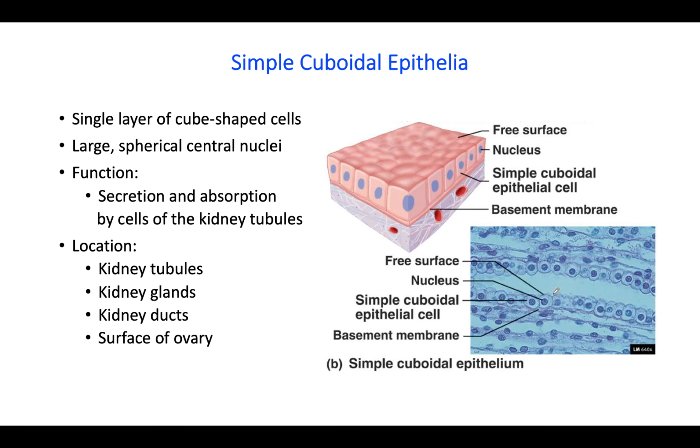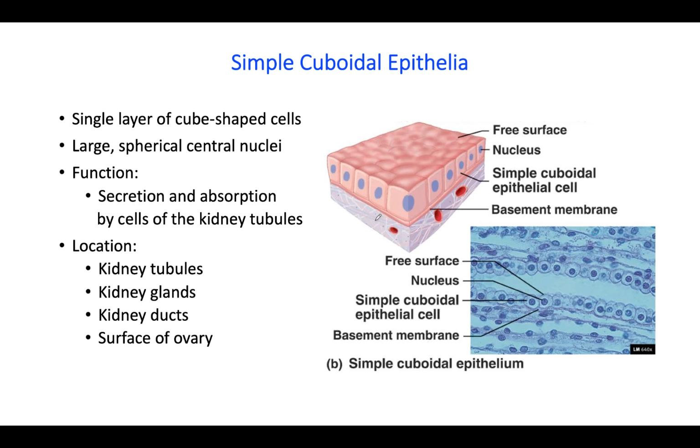So here's the microscopic view: cube-like cells, and you can see the large size of the nucleus. And here's the basement membrane. We will study that a little bit later, but epithelial cells receive support from connective tissue. So between epithelial tissue and connective tissue, there is a basement membrane.